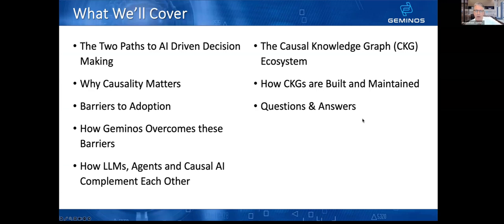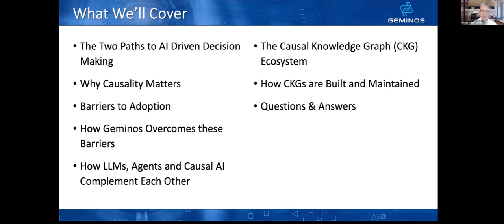So let's talk a little bit about what we'll cover today. First of all, what we're seeing in the marketplace is there are two clear paths to truly AI and data-driven decision making. As you'll see, we think one path is wrong and one path is right. And you might guess that the right path involves causality, causal AI. But there are barriers to adoption of that. And what we're doing is working extremely hard to overcome those barriers and really lower them to the point where you in industry and business can actually leverage this breakthrough technology.